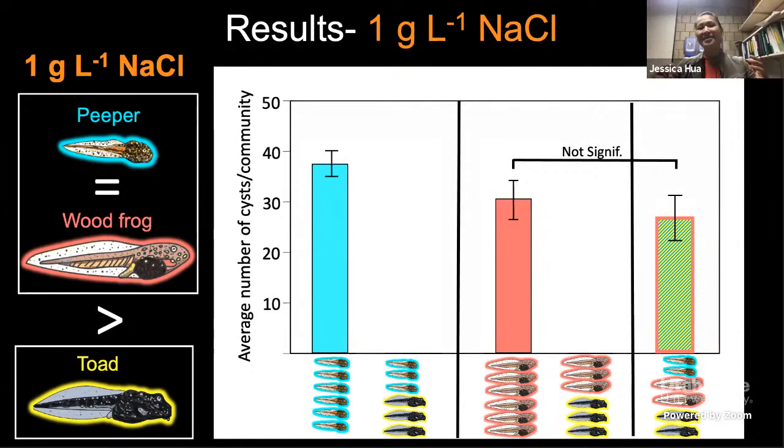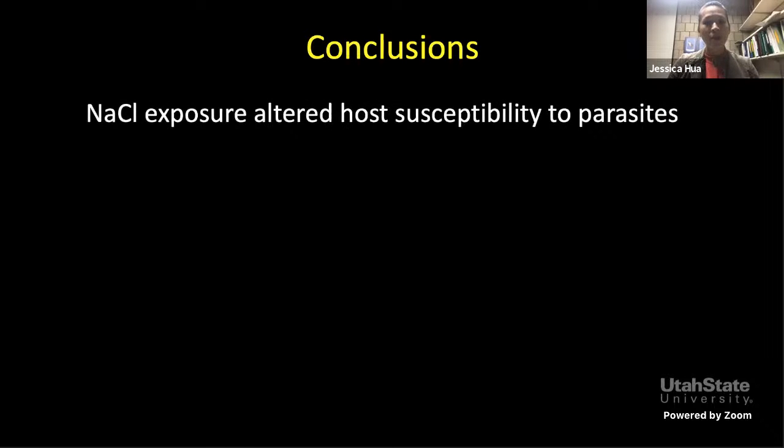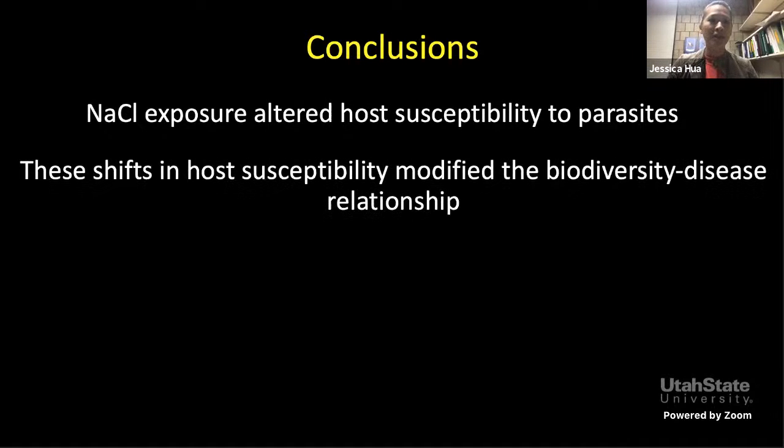Taking a step back, I know I just presented a lot of data. So in this next slide, what I'll do is put it all together. Originally, we were interested, as a lab, in why this relationship varied so much, and we hypothesized that pollutants were important in driving this relationship variation. We found that sodium chloride exposure altered host susceptibility to parasites, and this shift in host susceptibility modified that biodiversity disease relationship.